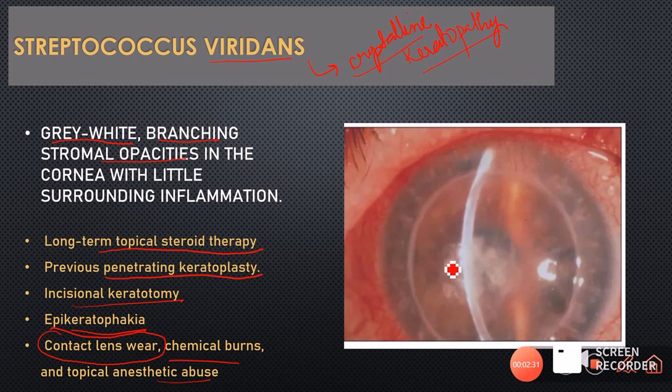So have a look at this picture. You can make out that this patient actually underwent penetrating keratoplasty by this graft host junction, and you can see certain suture marks also which are present.